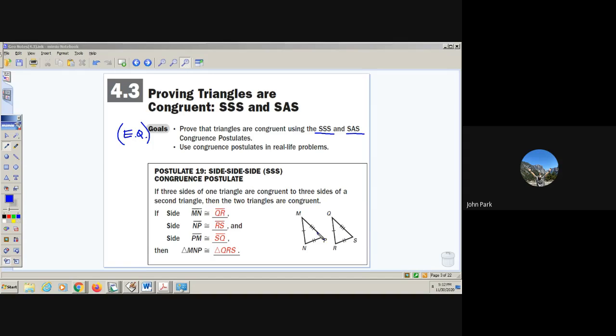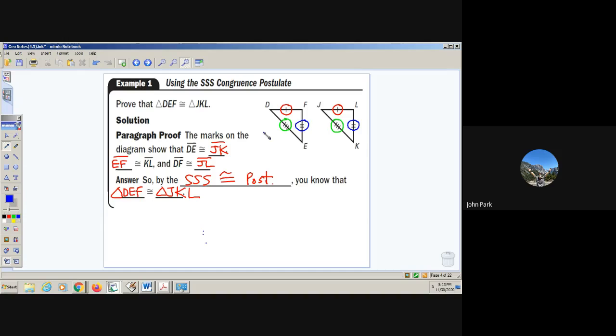if you have two triangles and if all three sides of one triangle are congruent to all three sides of the other triangle, then that makes the two triangles congruent. So if three sides are congruent, then the two triangles are congruent. So that's the side, side, side, which means that three sides of one triangle are congruent to the three sides of the other triangle. And so this is how you would prove it or show it on the picture here.